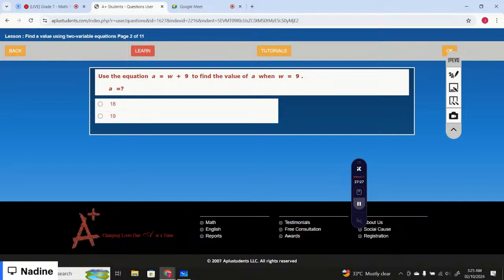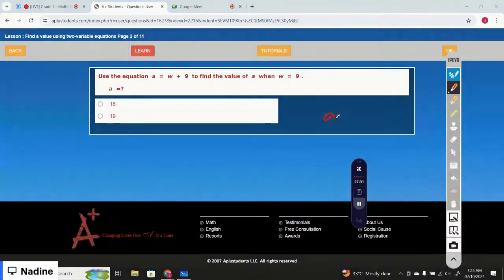So just replace the W with the value. You are given the value. The equation you are given is A equals W plus 9. Replace the variable W with the value 9 plus 9. So 9 plus 9 makes 18. So the correct option is A equals 18. Option number 1 is the correct option, right?